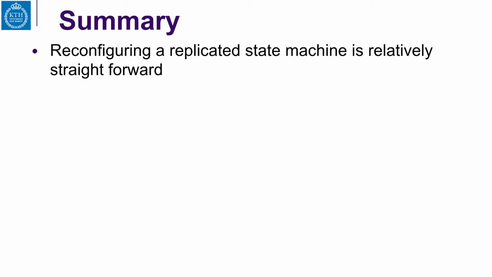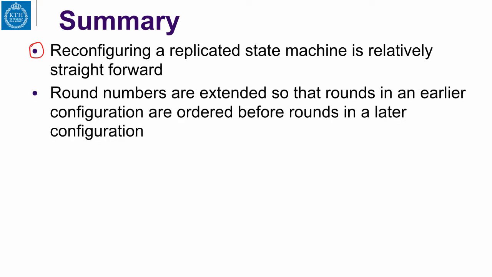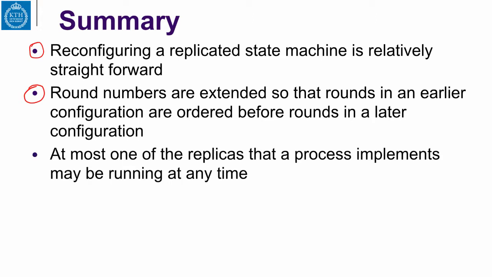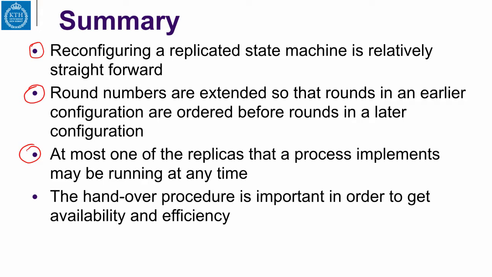So in summary, reconfiguring a replicated state machine is a relatively straightforward process. Round numbers are extended so that the round numbers of an earlier configuration are ordered before the round numbers of a later configuration. This is important to know. At most one of the replicas that a process implements may be running at one time, and running means accepting commands and executing commands. And the handover procedure is important to get availability and efficiency, as we just discussed.